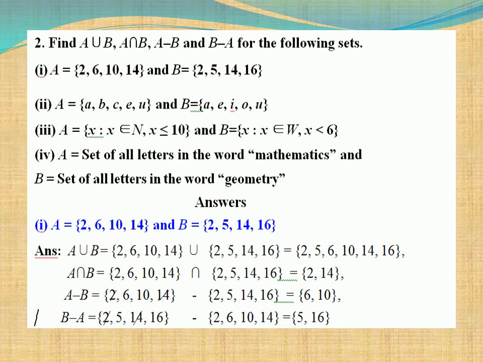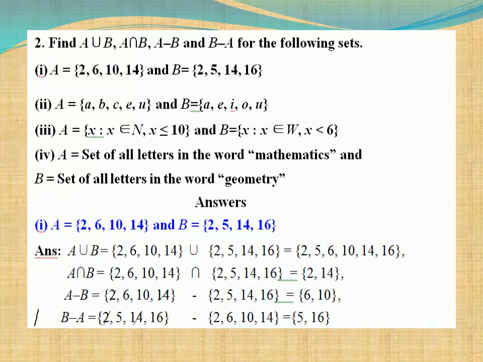Second sum: find A union B, A intersection B, A minus B and B minus A for the following sets. First subdivision I am taking. A equal to 2, 6, 10, 14 and B is equal to 2, 5, 14, 16. Now A union B means you have to take all the elements from A and B. Okay, 2 is repeated twice, so you have to take only once: 2, 5, 6, 10, 14 and 16. This is A union B.